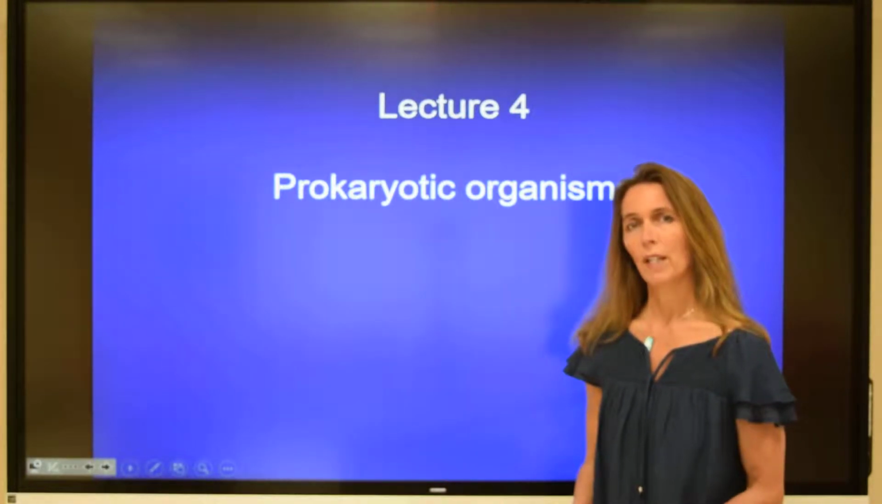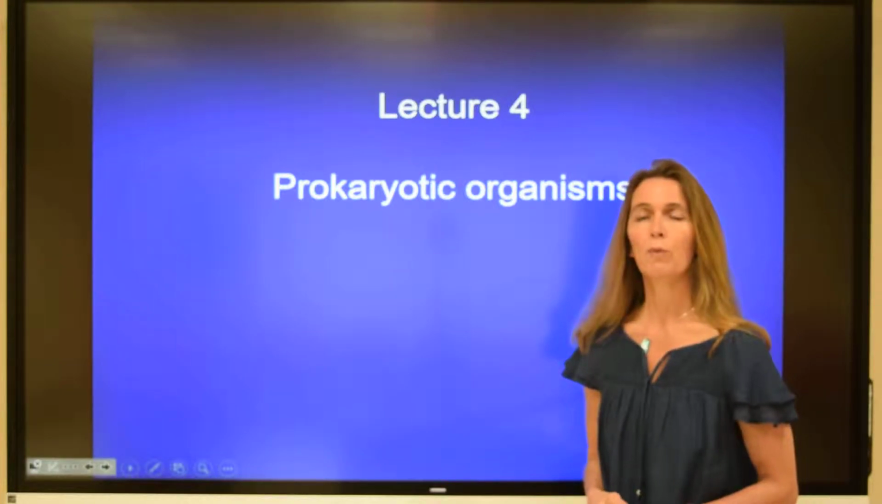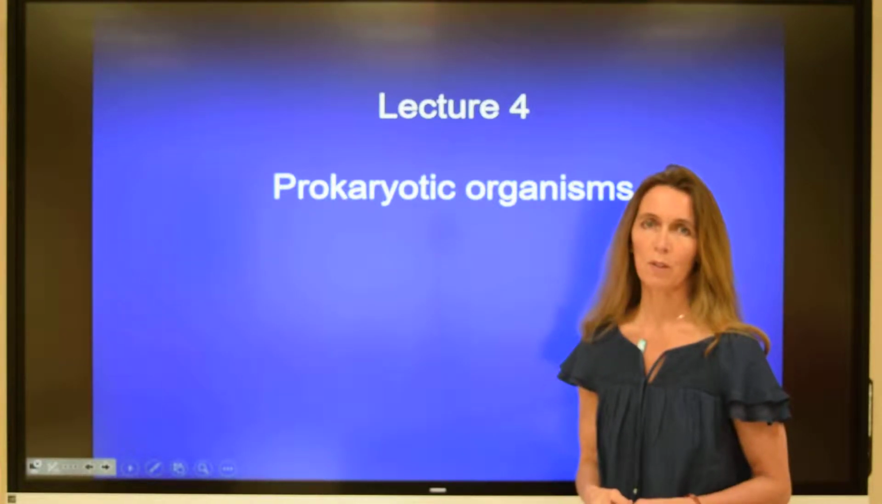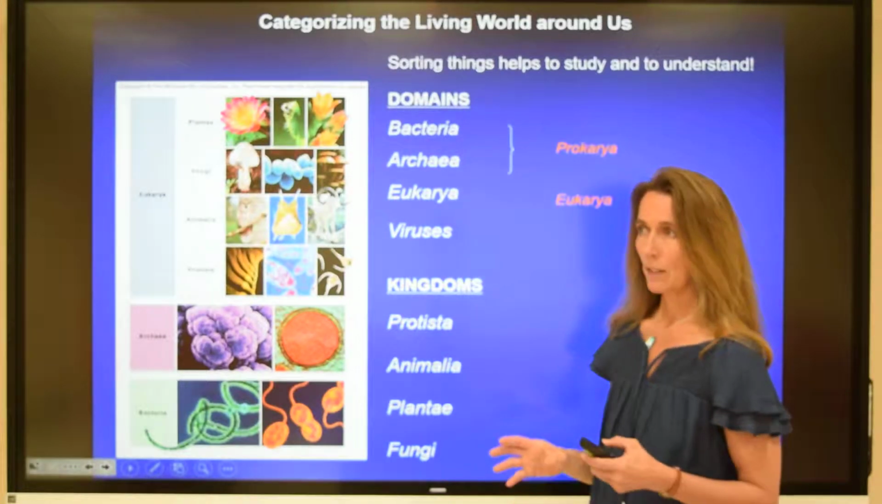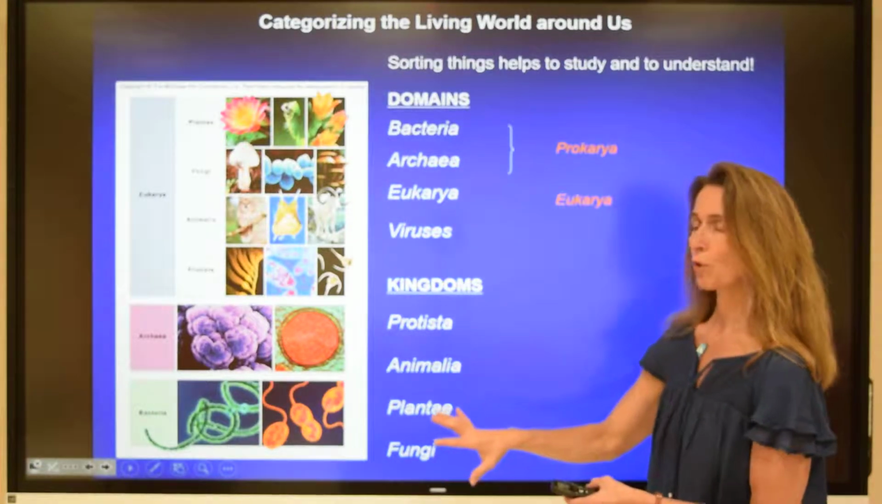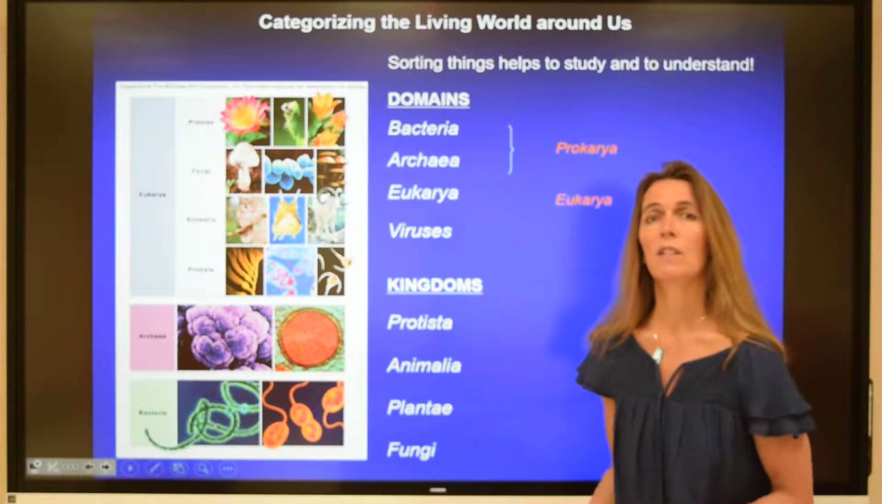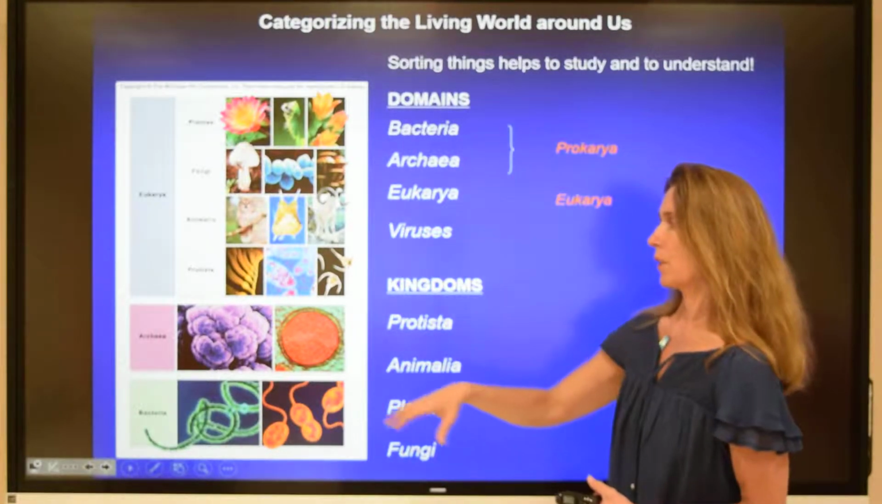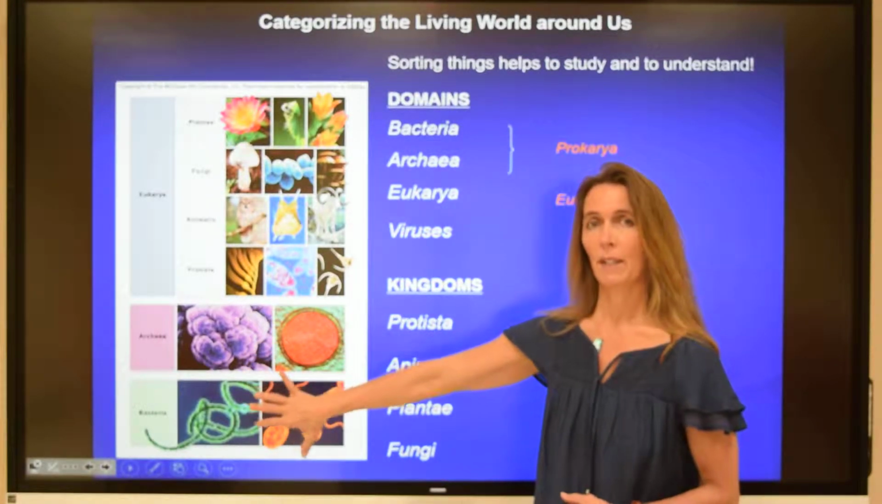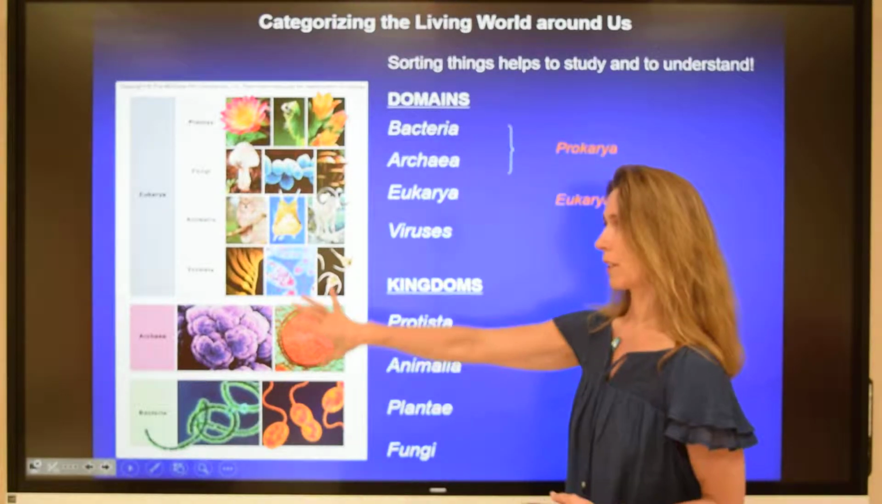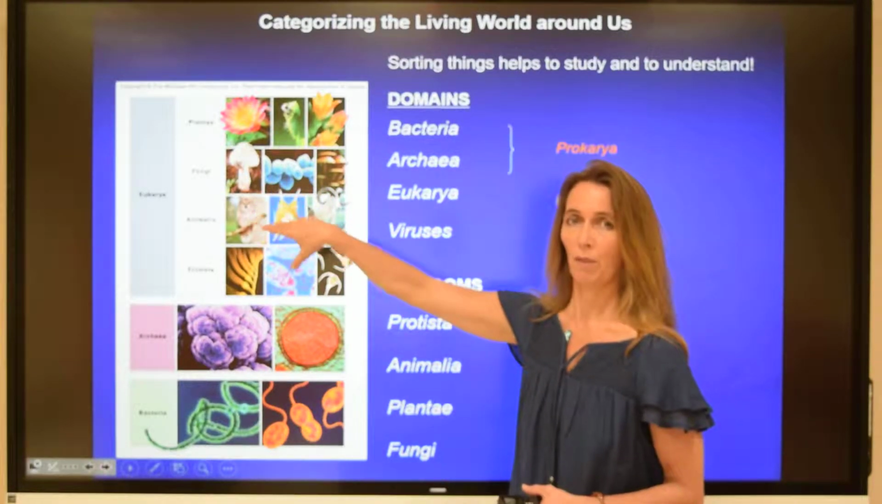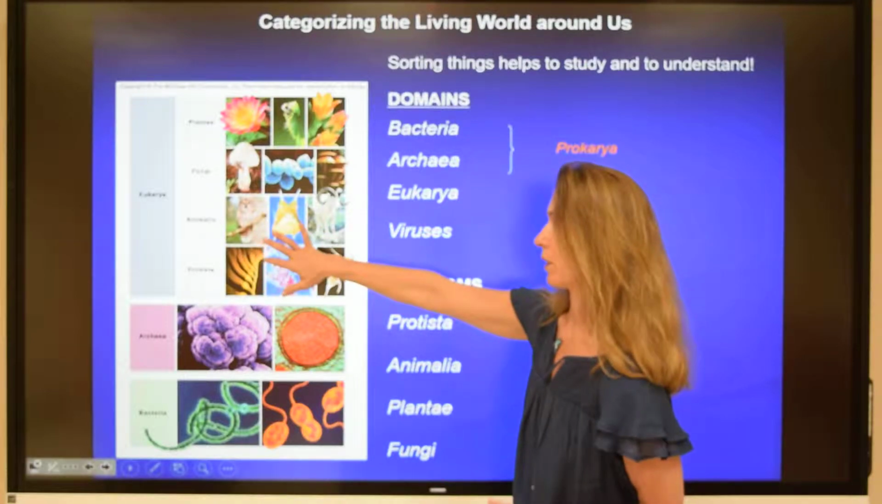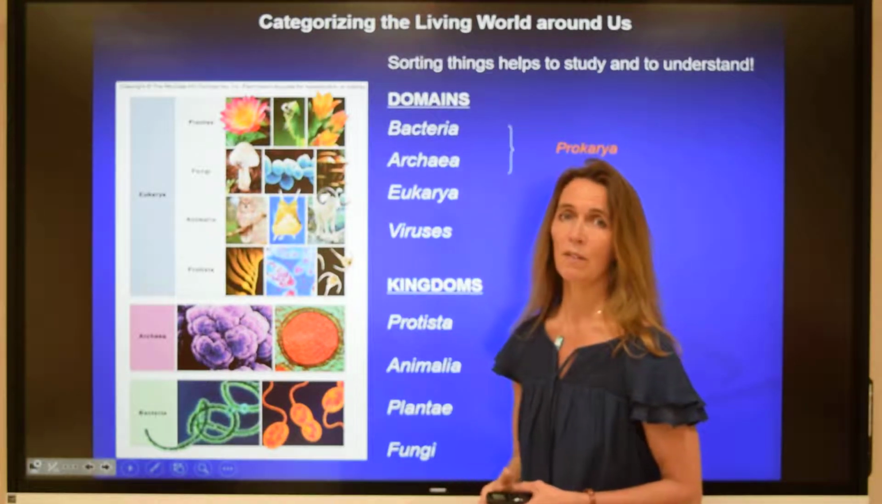Welcome to lecture 4 in our series, and in this lecture we'll focus on prokaryotic organisms. Again, let's put everything in context. So we said that the tree of life consists of prokaryotic and eukaryotic organisms: the prokaryotic organisms being the archaea and the bacteria, and the eukaryotic organisms being the fungi, the protists, the animals, and the plants.